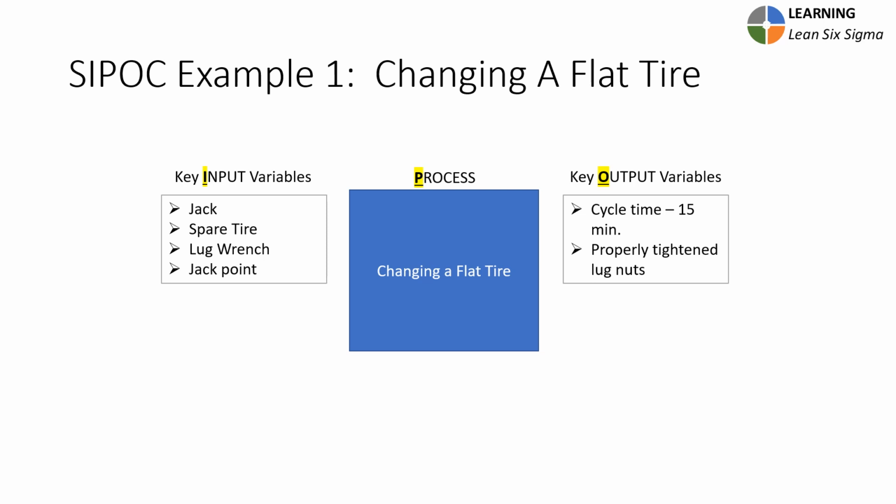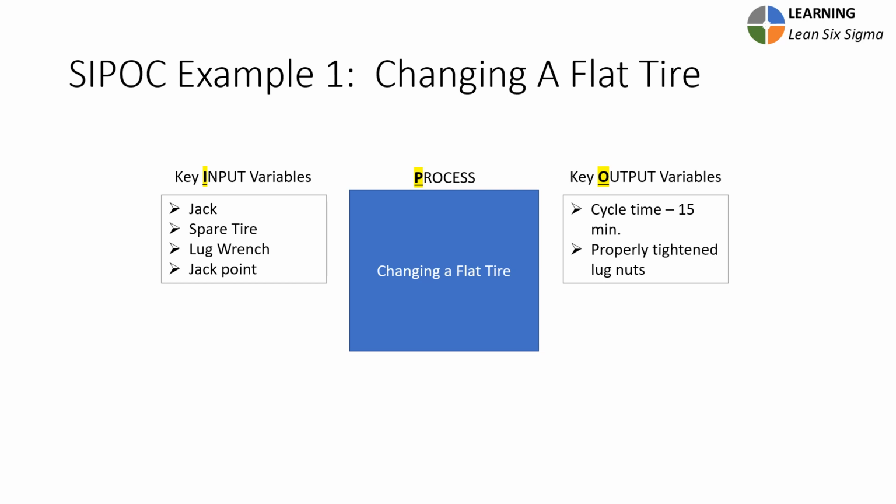Some of the inputs might be the jack, of course. I need that tool to jack up the car. I need the spare tire to swap out. I need the lug nut wrench to loosen the lug nuts to remove the old tire. And I need to know the jack point. I could add another input variable such as the owner's manual that tells me the process and where the jack point is and those kind of things.